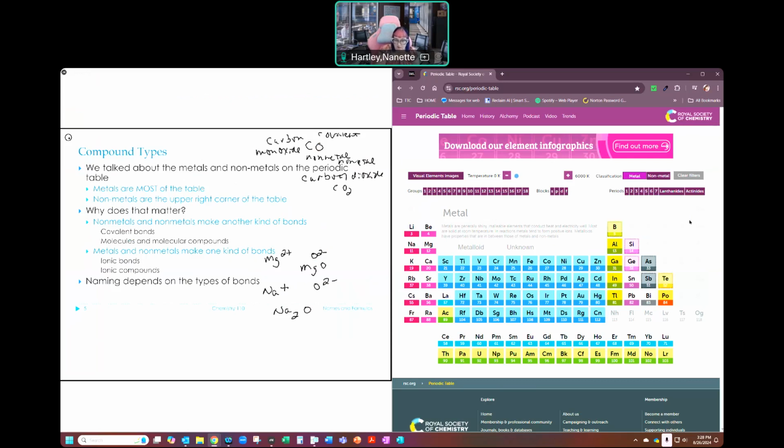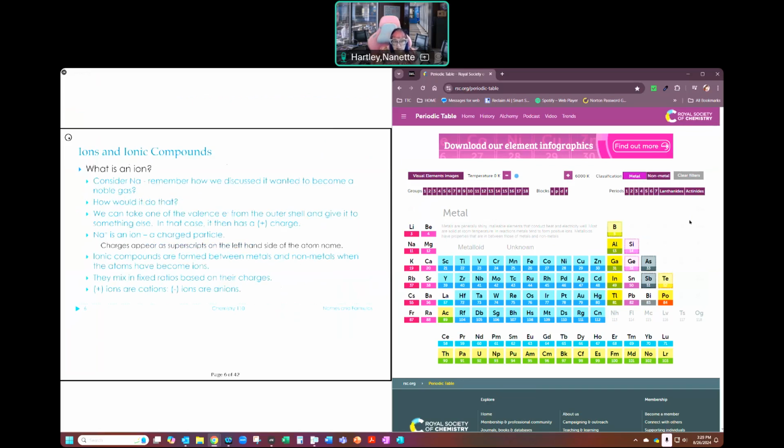Okay. Questions, comments, problems on our compound types, which is based on what we have bound together and how we make those things, like how they come together and what we're worried about when they come together. Okay. This will become more obvious as we continue to do this. All right. So we have two different types of compounds made from metals and nonmetals, ionic, or nonmetal to nonmetal, which is covalent. Okay.